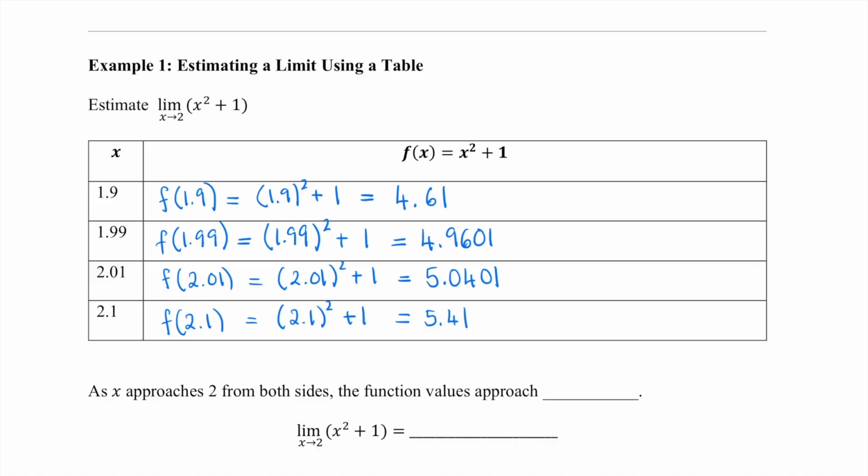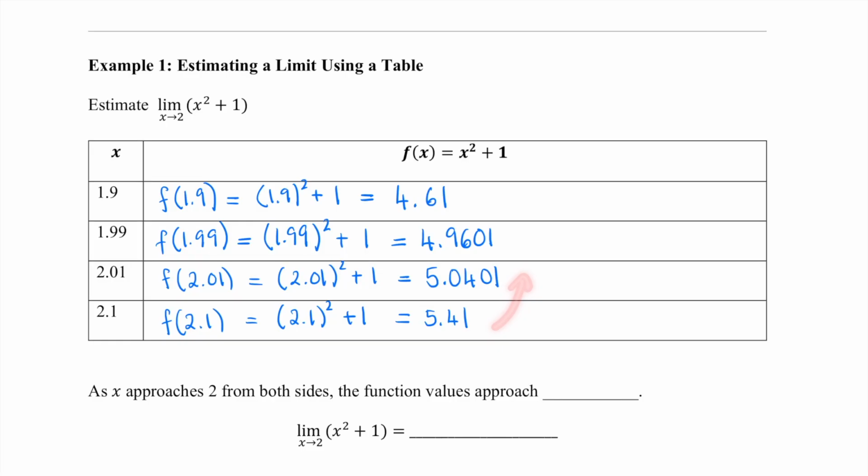Let's look at all the values. From the left, we get 4.61 to 4.9601. The function values are getting closer to 5. From the right, we get 5.41 to 5.0401. They are getting closer to 5.